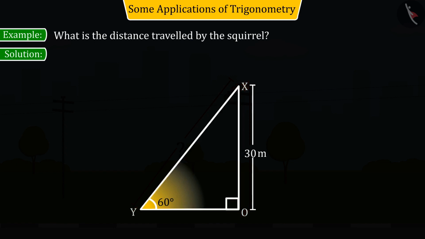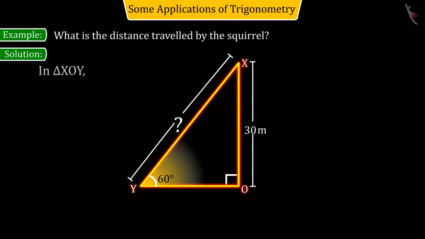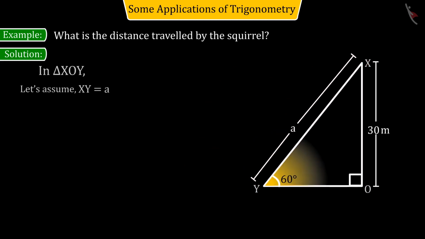So, with the help of the figure, can you find the distance travelled by the squirrel, that is, the length of XY? Let's see. Let us first assume that in the right-angled triangle XOY, the length of the string XY is A, and XO equals 30 meters and the value of theta is given as 60 degrees while OY is unknown.